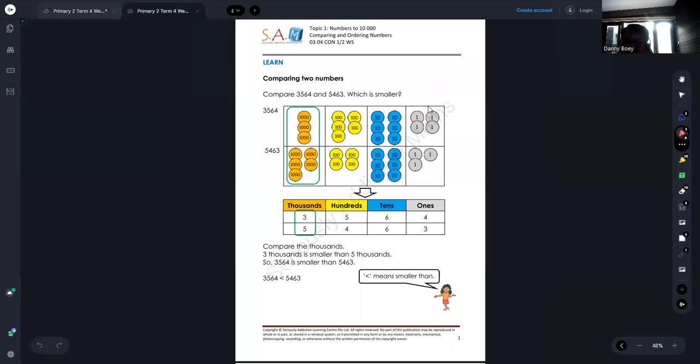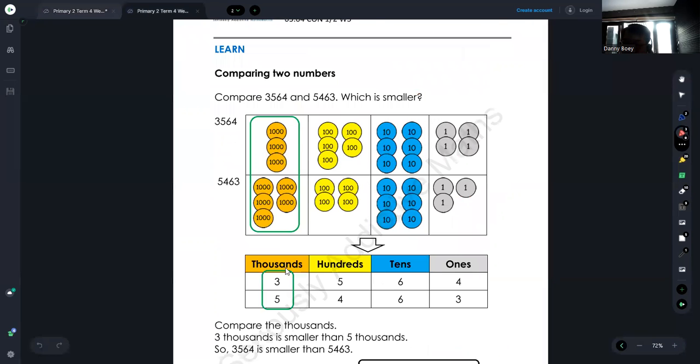Okay, the second one is comparing two numbers. Just a couple of points to take note of. When we compare numbers, we look at the digit at the largest place, the greatest place value, first.